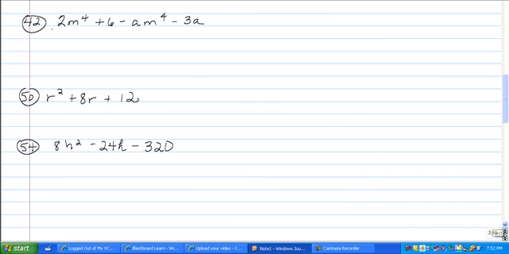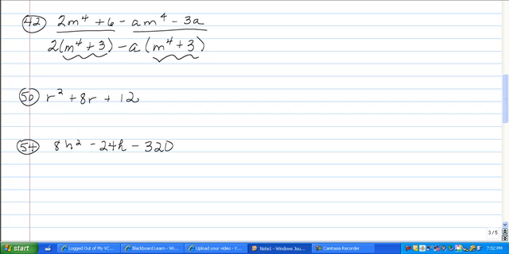And we're still factoring. This time we're factoring by grouping, so let's group them in pairs. I can take a 2 out of the first pair. I can take a minus a out of the second pair. Okay, and now we have m to the fourth plus 3 in common. And what's left over is 2 minus a. Alright, so that's our product.